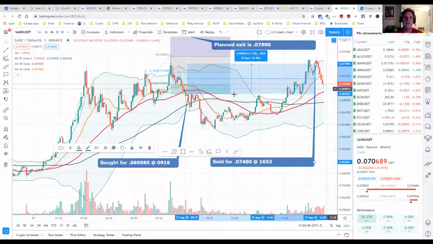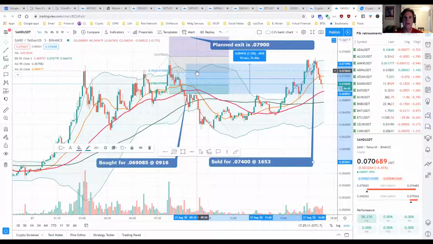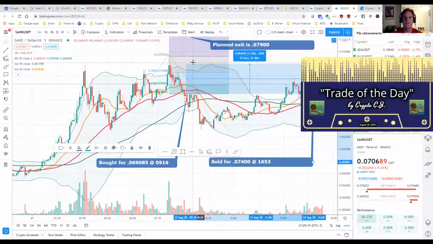You can see here, I forgot to mention this, I used a Fibonacci tool that I talked about last night in yesterday's Trade of the Day video down here. Go ahead and check that out if you want to learn more about how to use the Fibonacci extension.